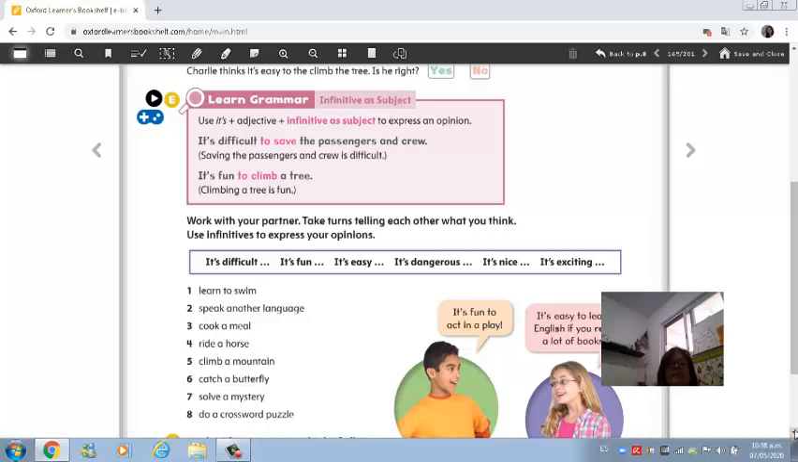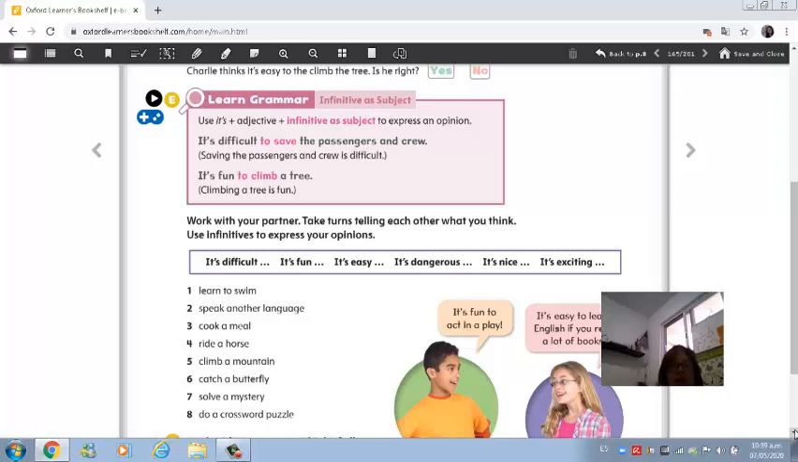The infinitive as subject. Use it's plus an adjective plus infinitive as subject to express an opinion. It's difficult to save the passengers and crew. To save. Saving the passengers and crew is difficult. It's fun to climb a tree. Climbing a tree is fun.